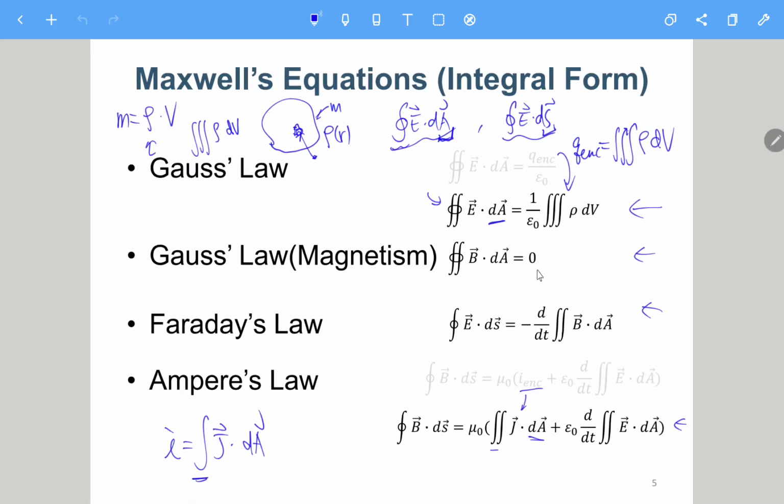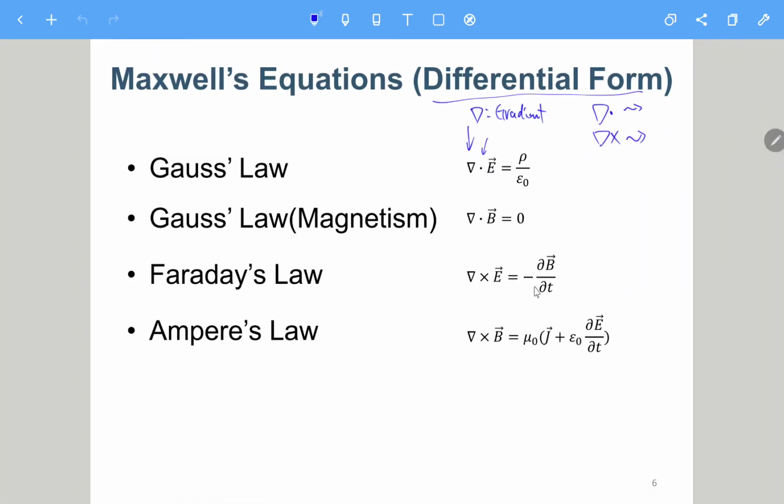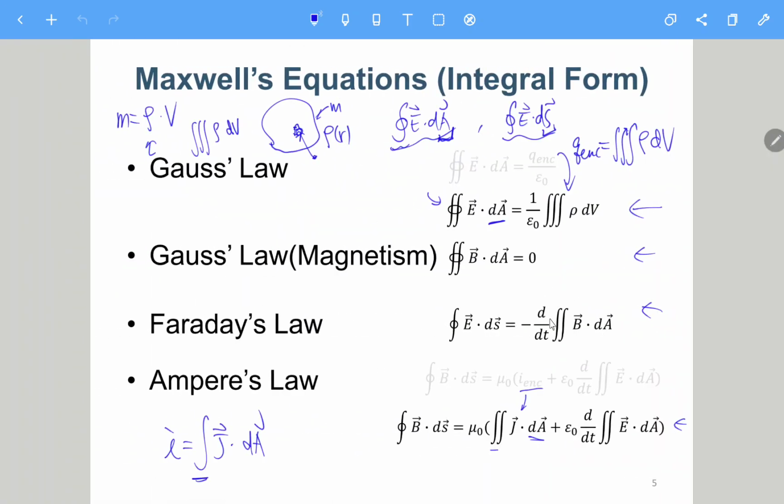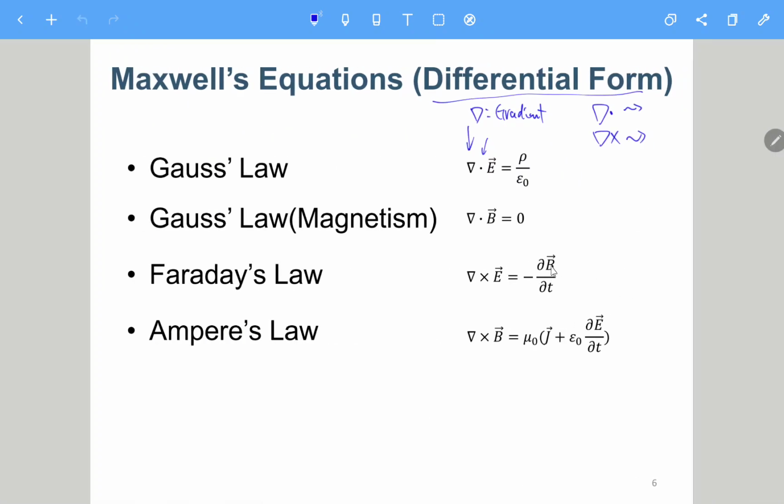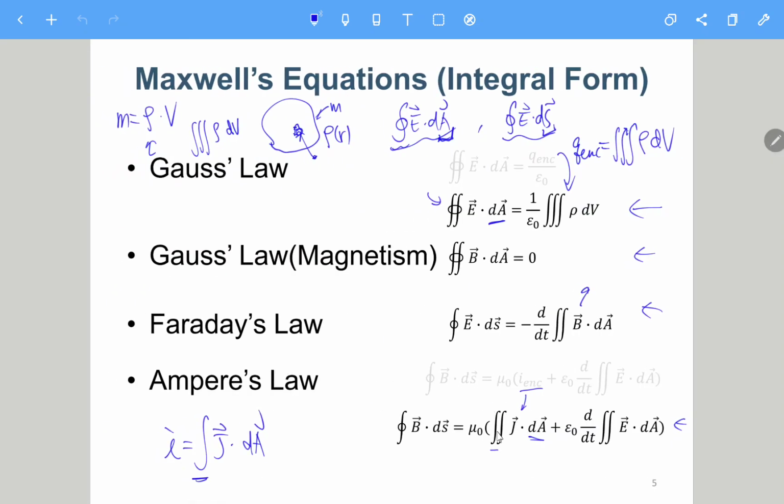On the right side here it is just 0. For here, the integration sign just disappears, so we only have dB dt, but B is a function of x, y, z, and t, so this is a multi-variable function. So we use the partial derivative rather than the ordinary derivative. Also here, this double integration sign disappears.